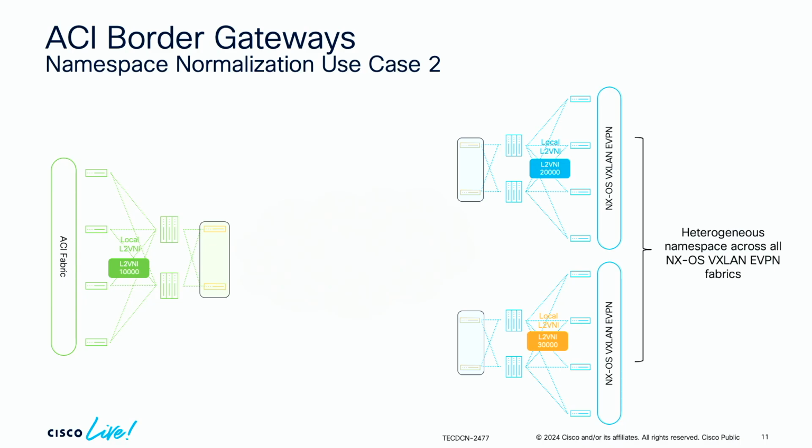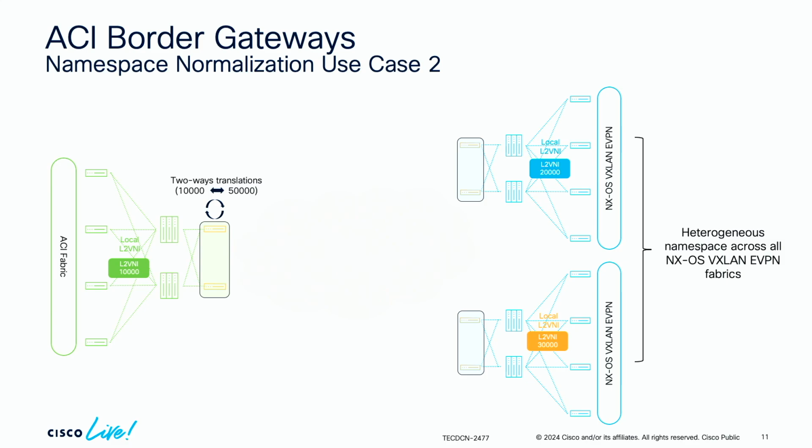Now, the slightly more complex case is where my namespace on the VXLAN EVPN side is also heterogeneous, meaning VNI 20,000 and 30,000 are supposed to mean the same layer 2 domain as 10,000 here, right? Now, if I do the same approach that I showed you in the previous slide, this border gateway would have to do two translations, 10,000 to 20,000 and 10,000 to 30,000. So it has to do double work on this side to be able to talk to both. If I add more fabrics, I need to add more translation on this side, right? So it may become a bottleneck.